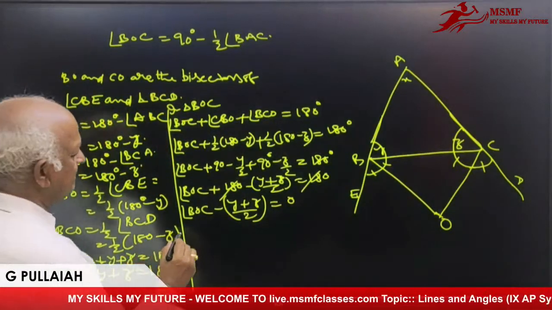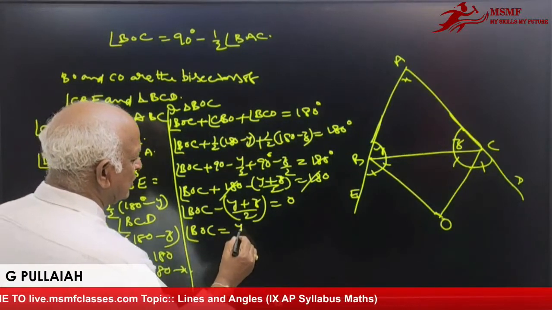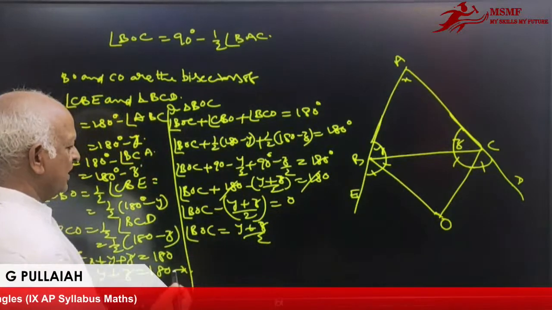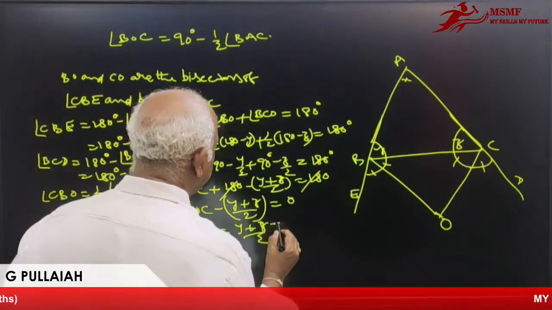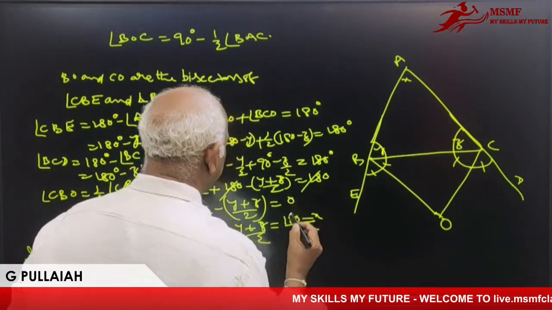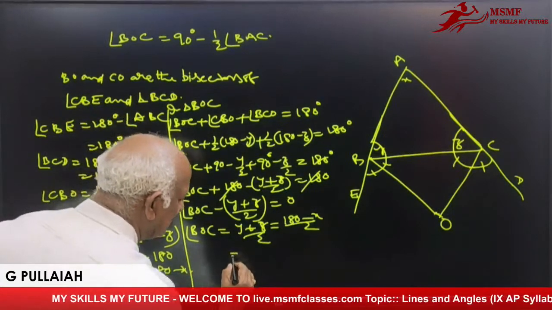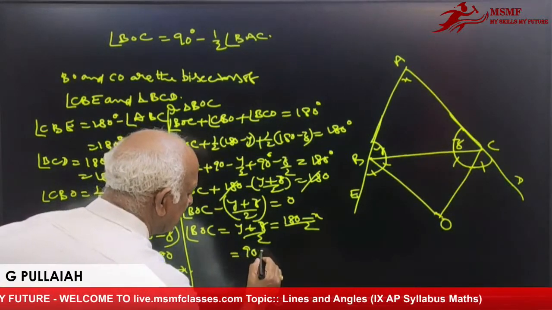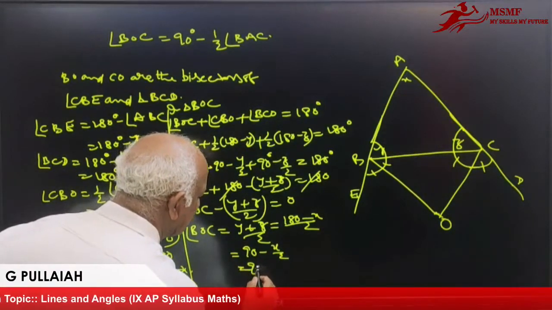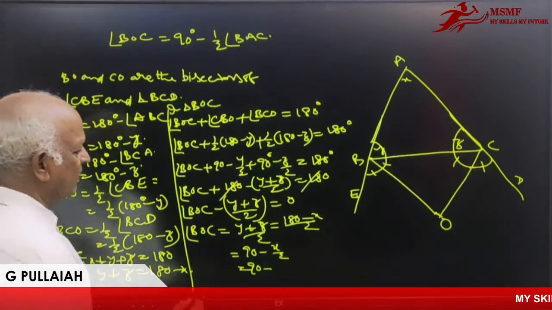Now you can say BOC is equal to y plus z by 2. That is nothing but here 180 minus x by 2. 180 minus x by 2 is nothing but 90 minus x by 2. This is equal to 90 minus x by 2, where x is nothing but angle BAC.